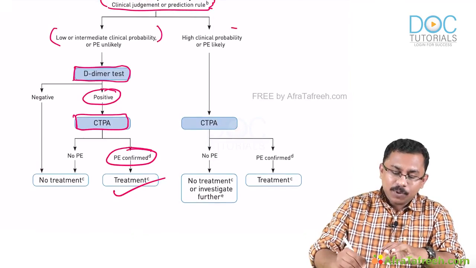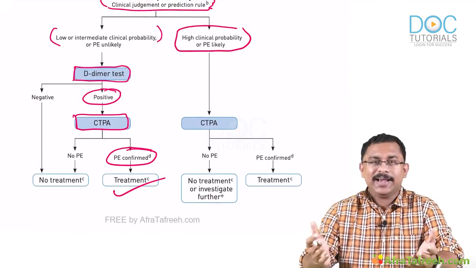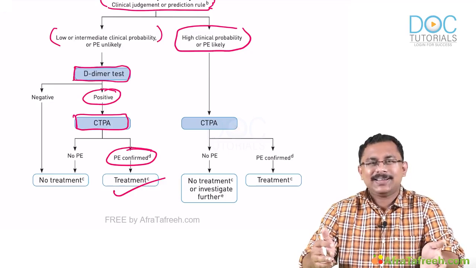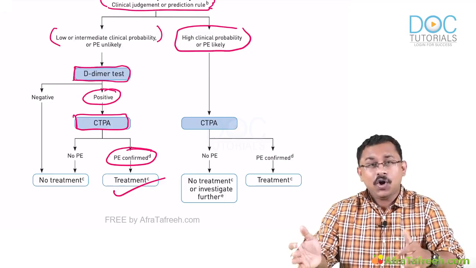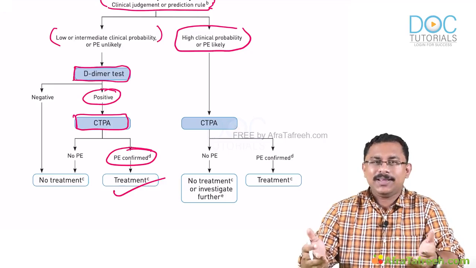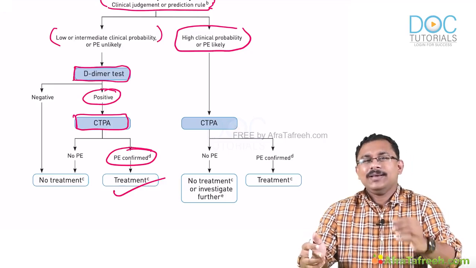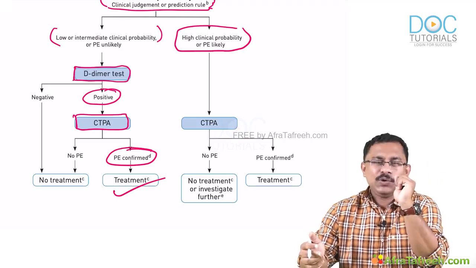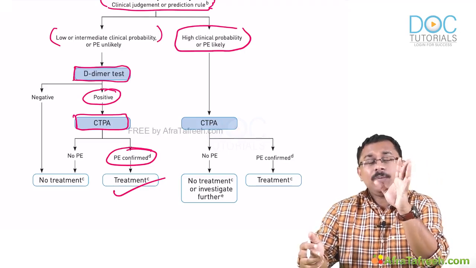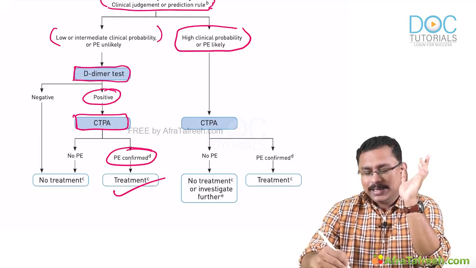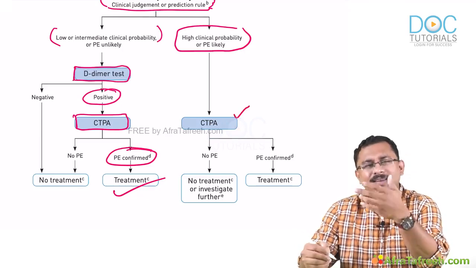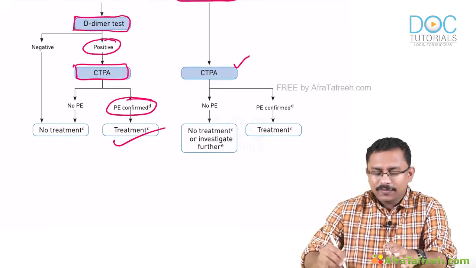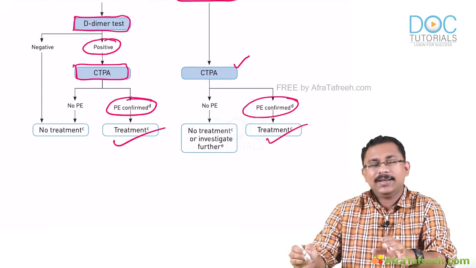But if the probability of pulmonary embolism is very high, suppose a 60-year-old obese female with a fracture of the femur and prolonged immobilization develops a pulmonary embolism-like clinical picture. See, do you think D-dimer is going to have much value? Answer is no, because the clinical probability of pulmonary embolism is very high. So rather than waiting for any D-dimer result, you can directly go for a CTPA, and if the pulmonary embolism is confirmed, you can treat the patient.